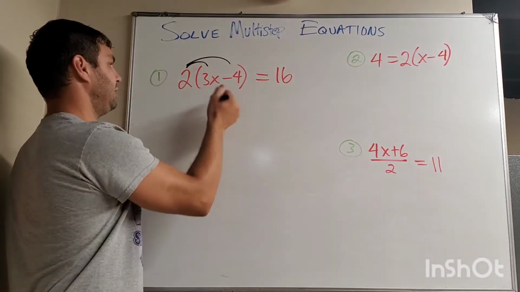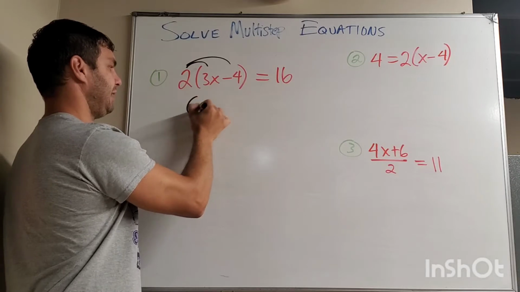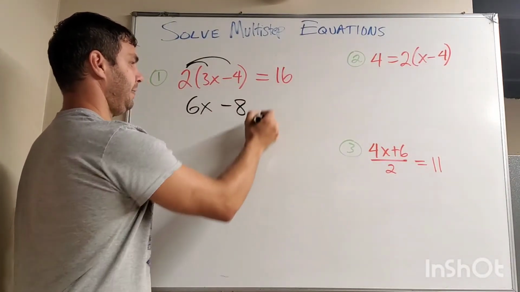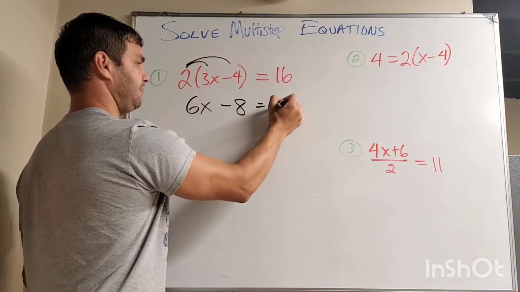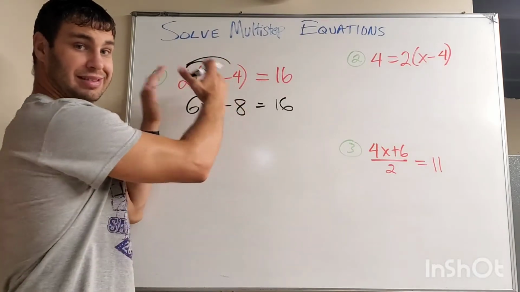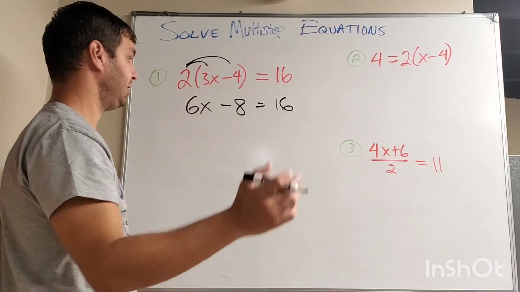All right, what is 2 times 3x? 2 times 3x is 6x. 2 times negative 4 is negative 8. All right, and then I can bring down the other side. Notice that that 2 doesn't get applied to the 16, only to what's inside the parentheses next to it. All right, that's going to be important.